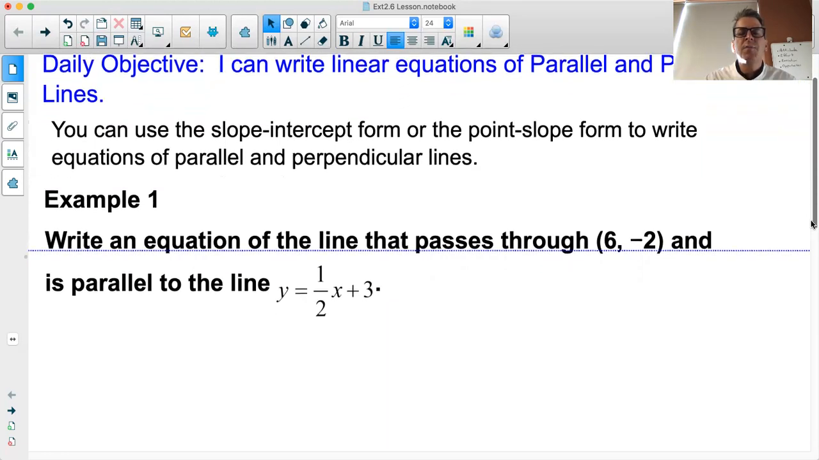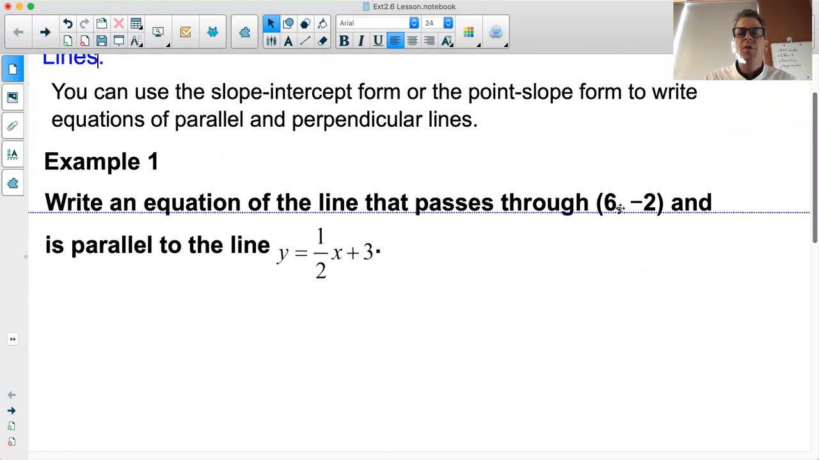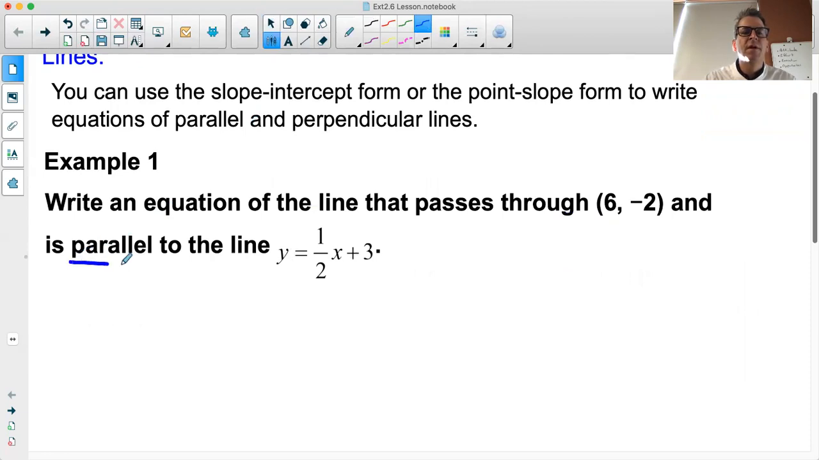Write an equation of a line that passes through the point (6, -2) and is parallel to the line y equals 1/2 x plus 3. Okay, here's our key word. Our key word is parallel here. So when you think of the word parallel, you want to think of the same slope. Okay, so you got the same rate of change, same slope. So if the line is parallel, we have the same slope.